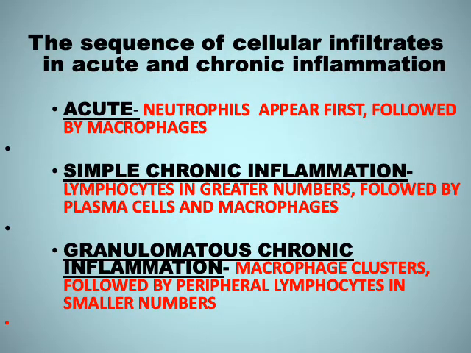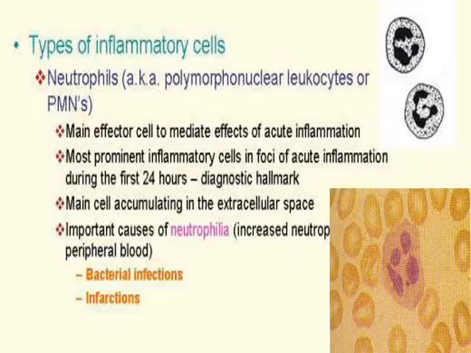The sequence of cellular infiltrates in acute and chronic inflammation: in acute inflammation, neutrophils appear first, followed by macrophages. In simple chronic inflammation, lymphocytes are in greater numbers, followed by plasma cells and macrophages, while in granulomatous chronic inflammation, macrophages cluster, followed by peripheral lymphocytes in smaller numbers.